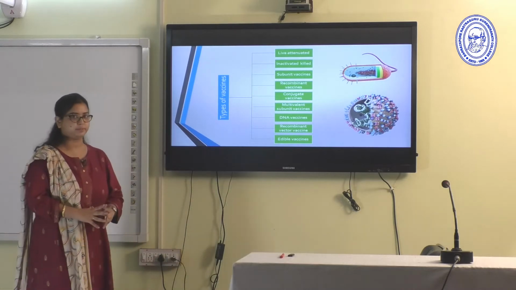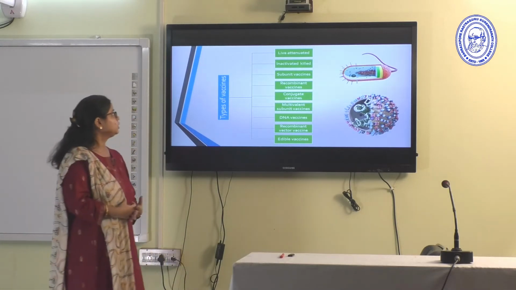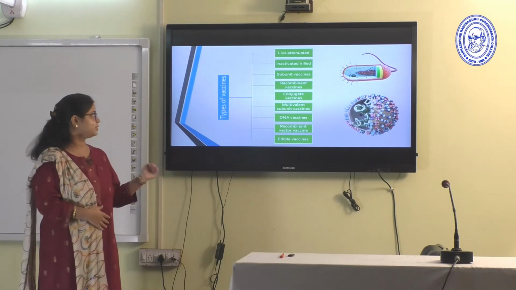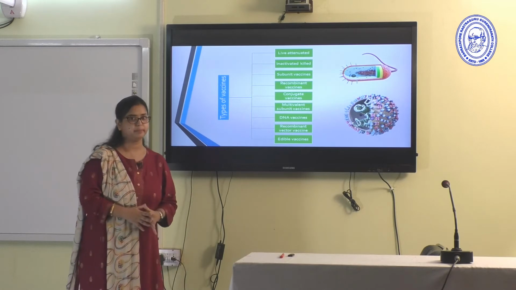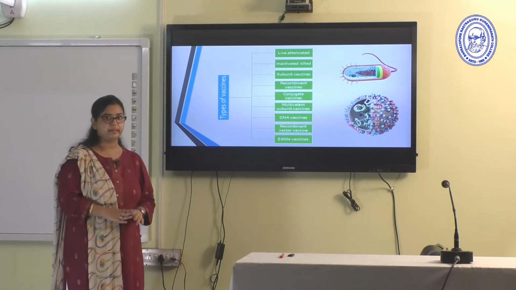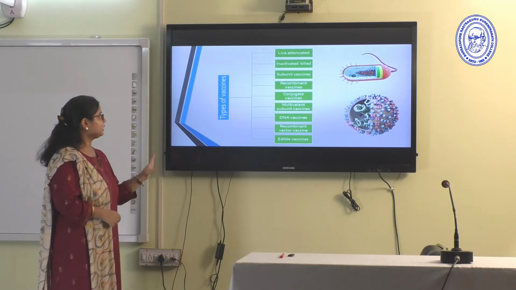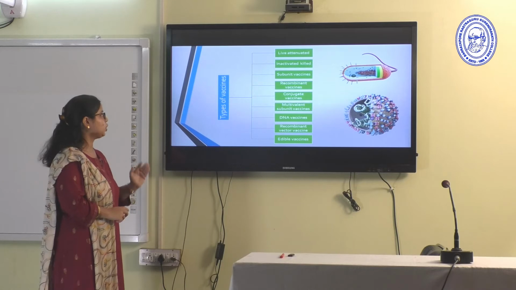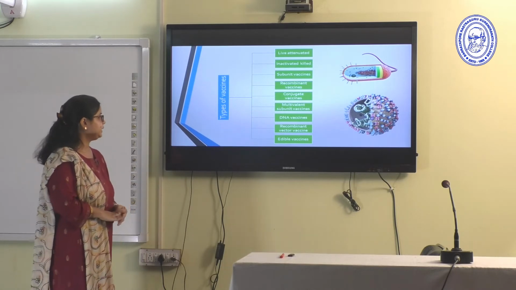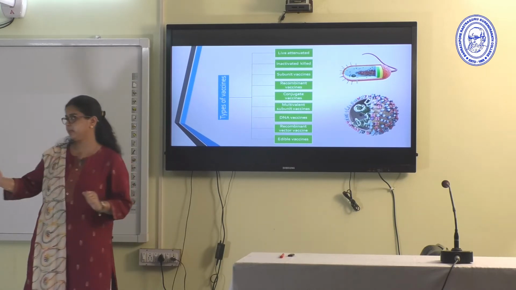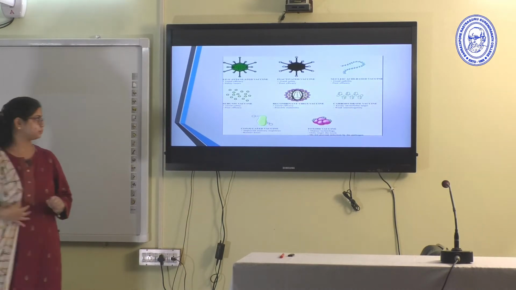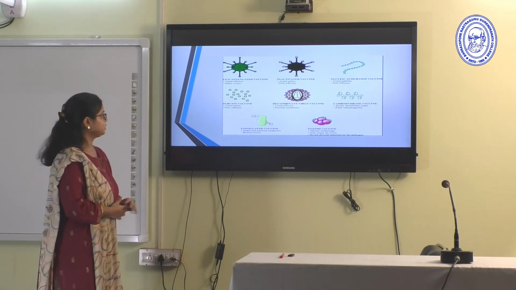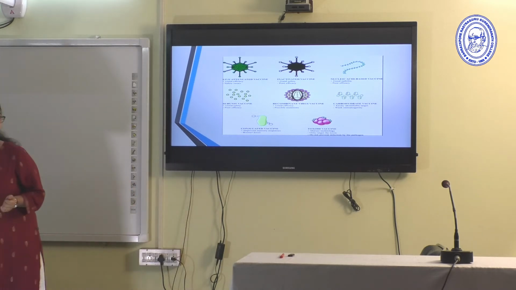Types of vaccines. They can be categorized into several types. One is the live attenuated vaccine. We will be going through this in detail. First have a look here: inactivated killed vaccine, subunit vaccine, recombinant vaccine, conjugate vaccine, multivalent, DNA, recombinant vector, and edible vaccines. Live attenuated vaccine, we will go through this afterwards.